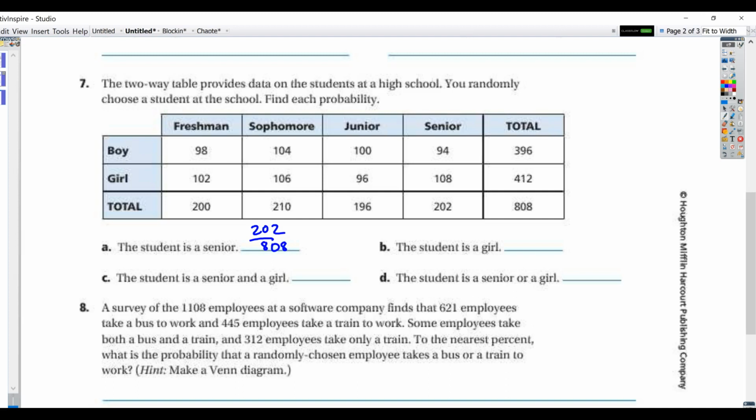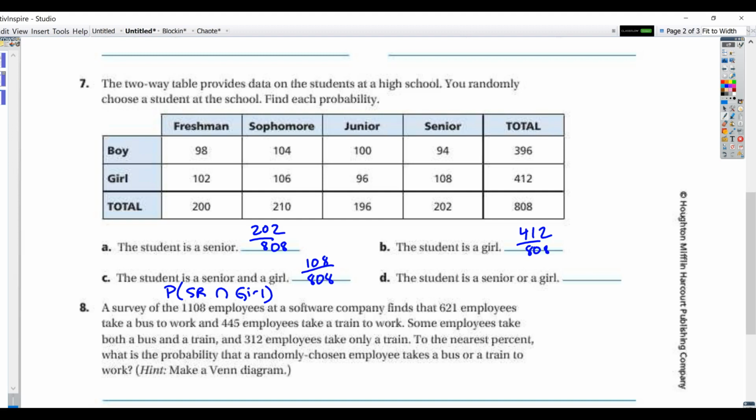The student is a girl. I look at the row total for girls, which is 412 over 808. What about the student is a senior and a girl? 108, very good. So this is looking for the probability of senior and girl. That's the intersection, which is 108 over 808.